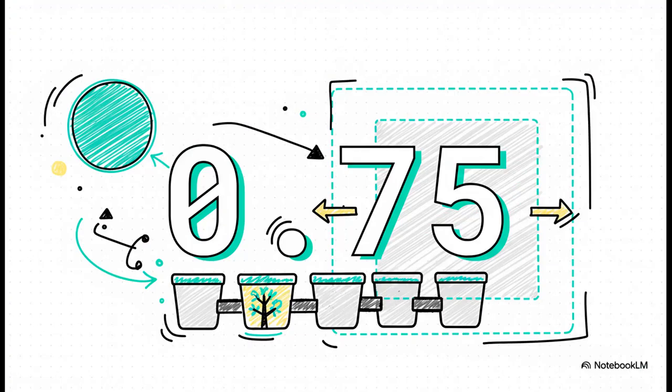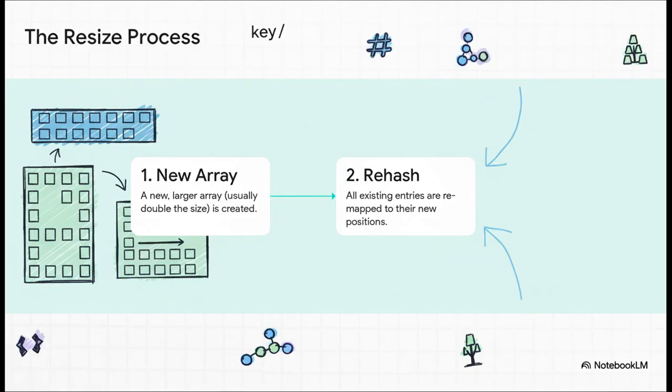And by default, that line is set right here at 0.75. What this means is that as soon as the hash map becomes 75% full, bam, it triggers a resize. This is all about being proactive, making sure there are always enough empty buckets to keep collisions rare and those lookups lightning fast.